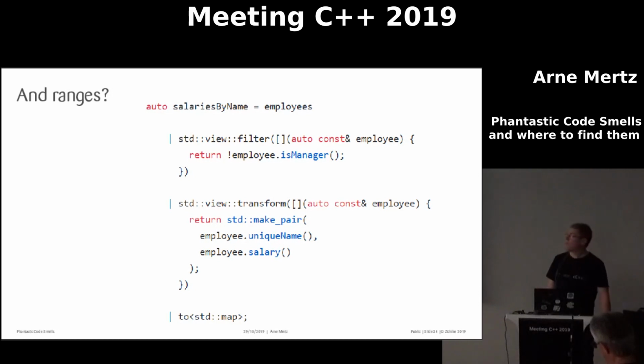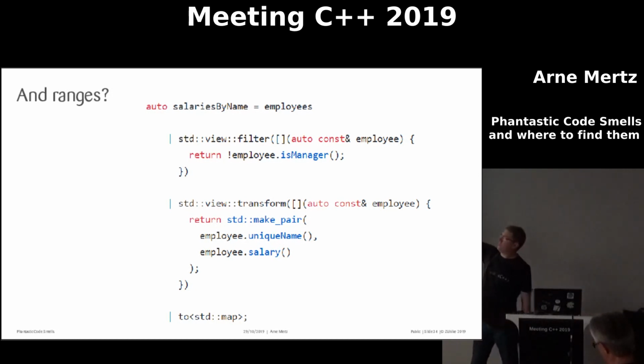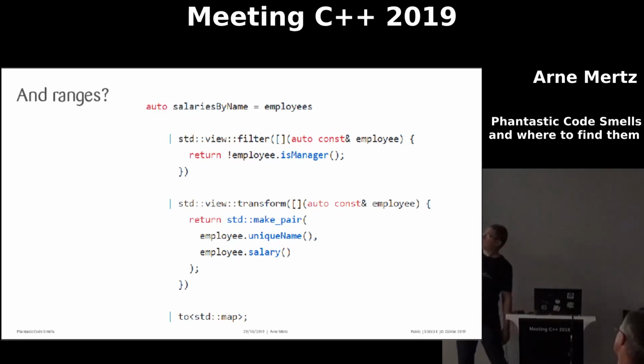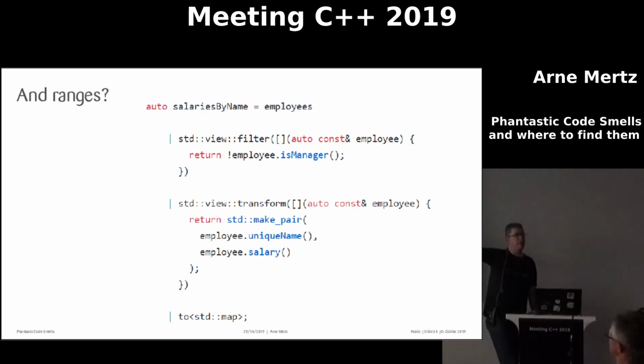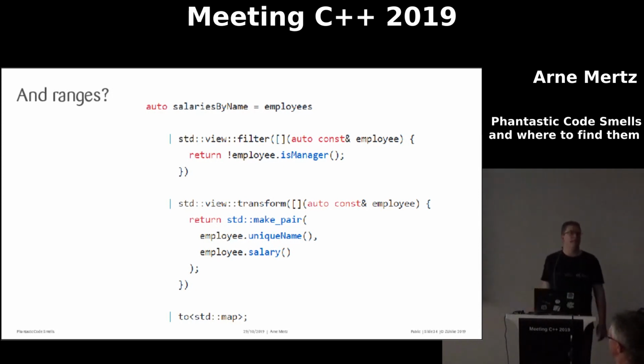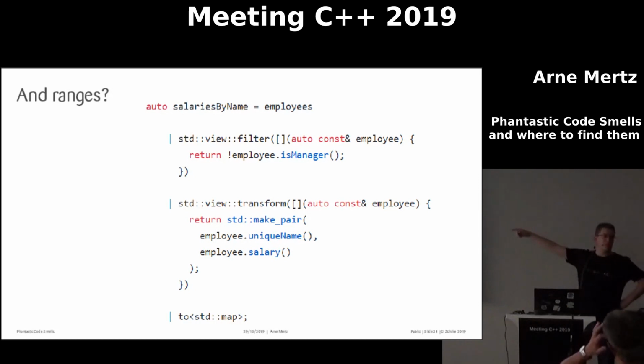Here in this case, you can improve readability if you take those lambdas and make them extra variables with a meaningful name. So, for example, then you have employees filter not a manager, and then transform to name and salary or something like that. But this might actually be an improvement over this range. So the difference between the ranges algorithm and the actual for loop isn't that big anymore. But you still have to define those lambdas at some point.